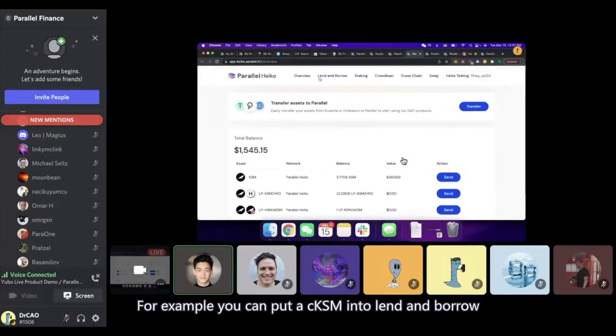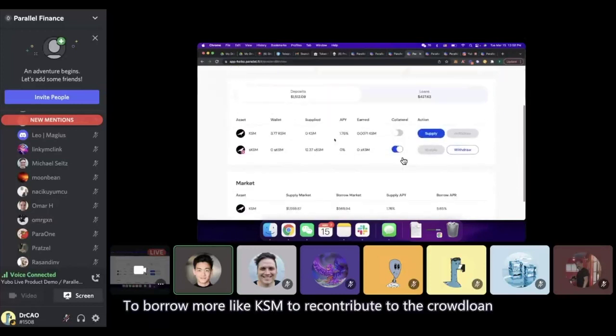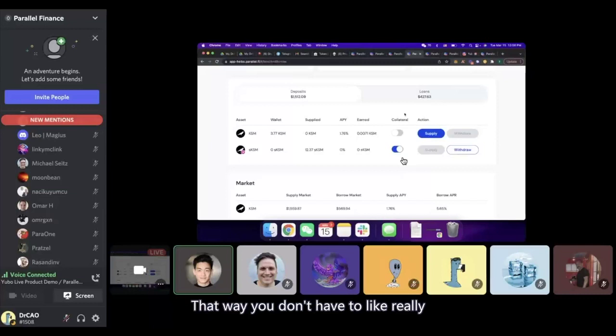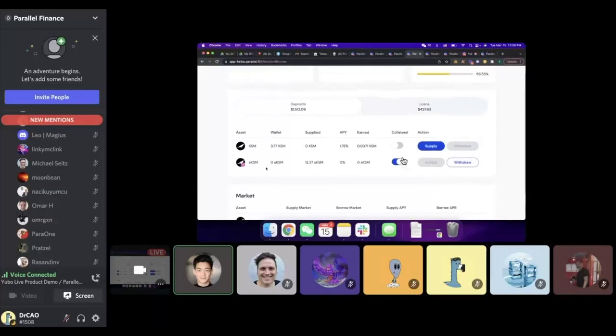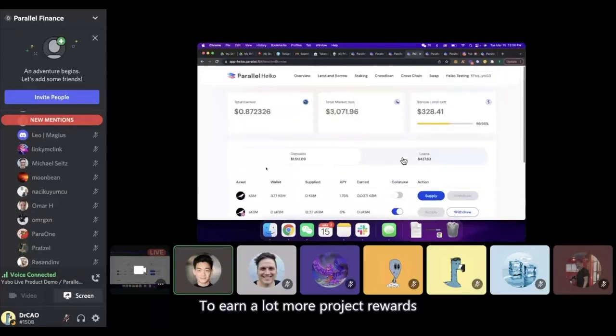For example, you can put C Kusama into lend and borrow to borrow more Kusama to recontribute to the Crowdloan. That way you can actually contribute on a margin, right? You don't have to contribute the whole amount to support a project. You can repeat the process that I just showed you, very similar, to earn a lot more project rewards.